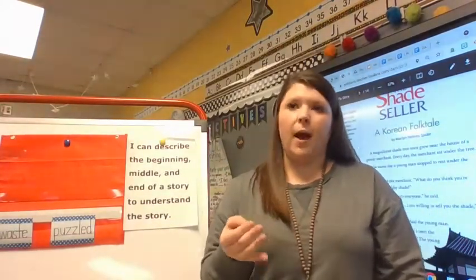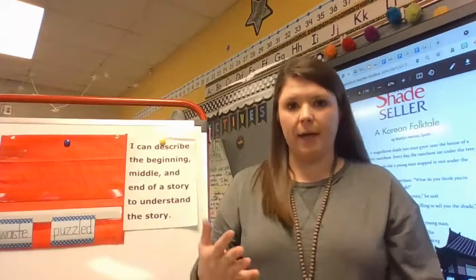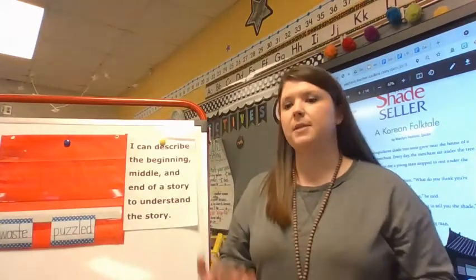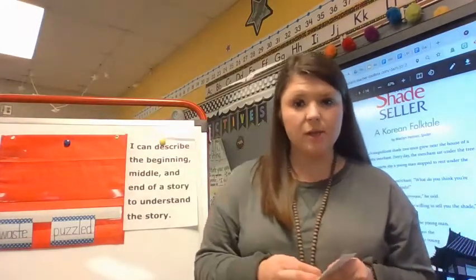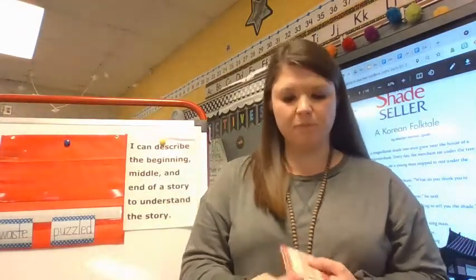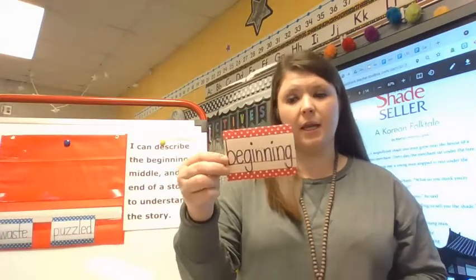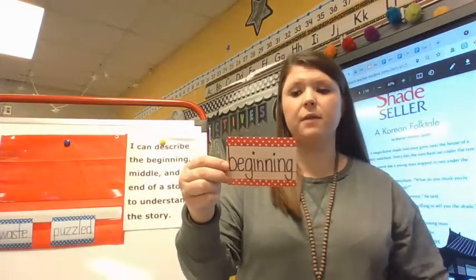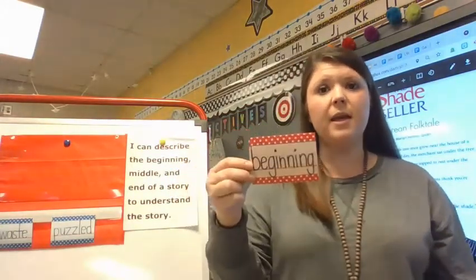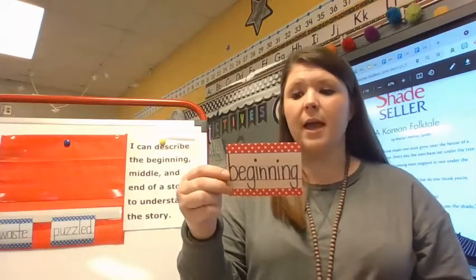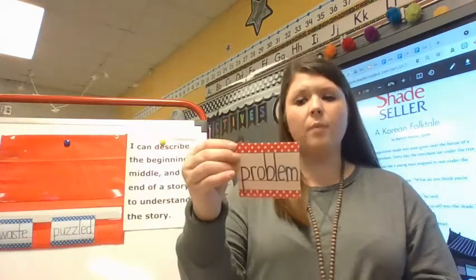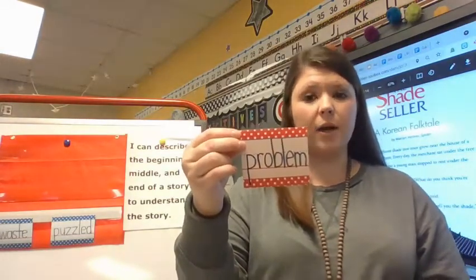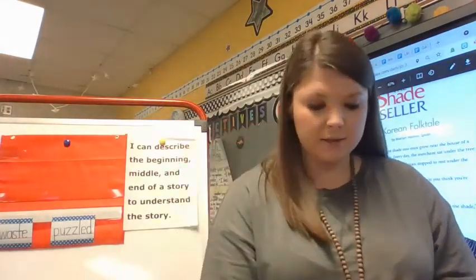Now, we know that describe means to tell more about it, right? The way that we're practicing to describe beginning, middle, and end is by making those connections between each part. So the beginning is the start of something. It's the first part of the text that introduces the characters and the problem in the story. A problem is a challenge that the main character or characters face.